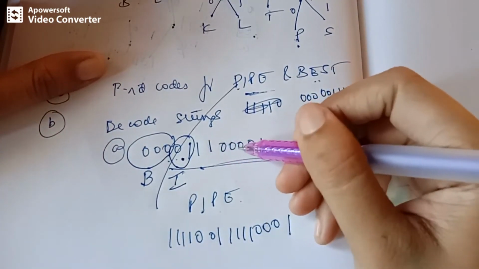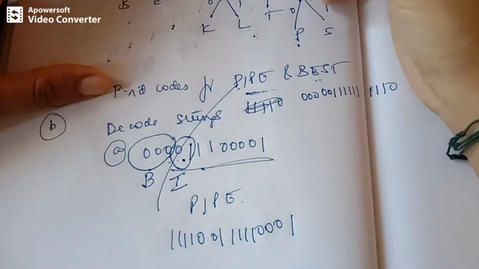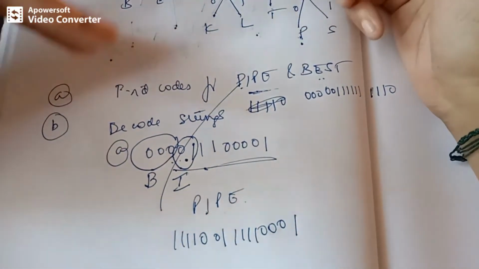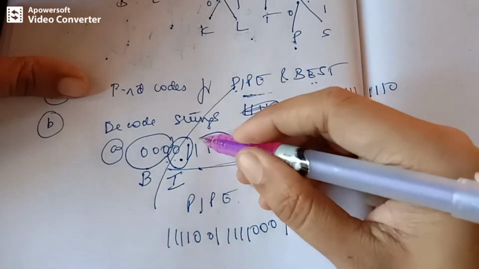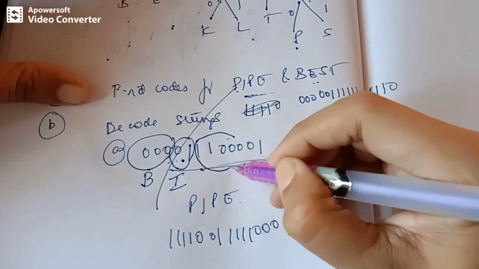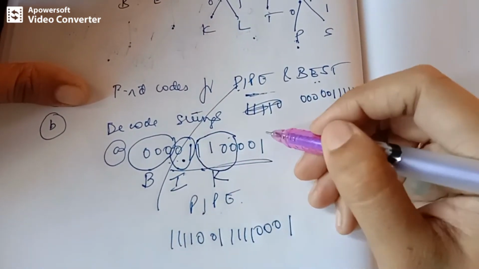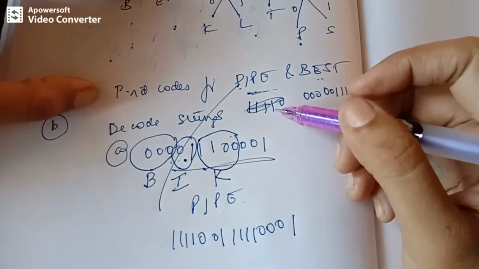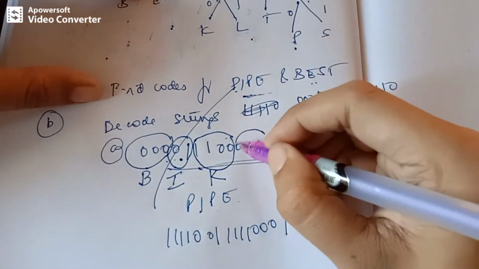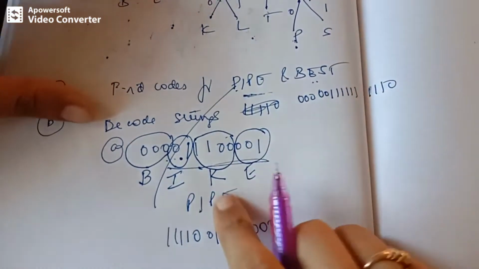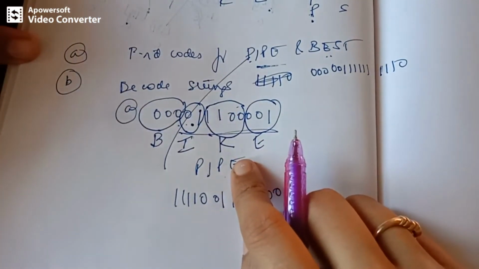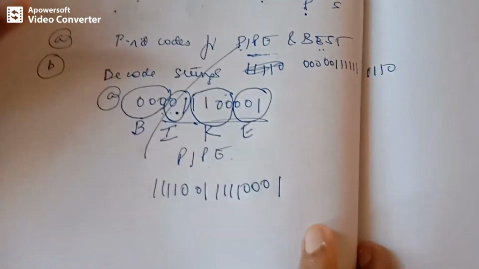What about 1 1 0 0 0? Can we have 1 1 0 0? Not too many zeros, right? We can have 1 1 0 0. So that represents K. Okay, and can we have 0 0 1? Yes, that represents E. So this is decoded into bike. Okay, these are the questions under prefix code.